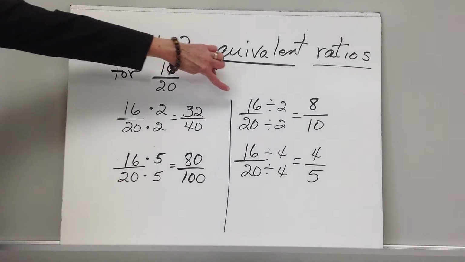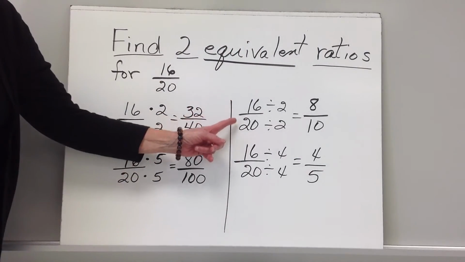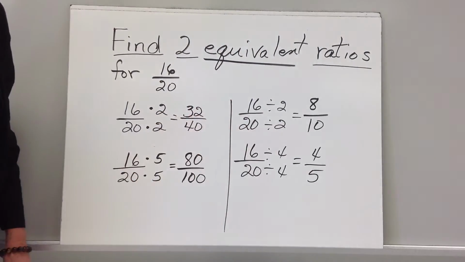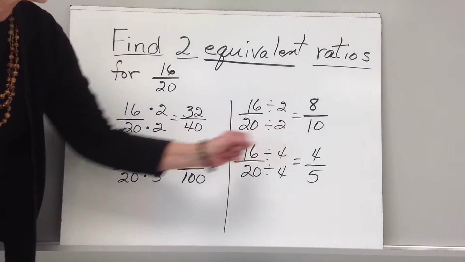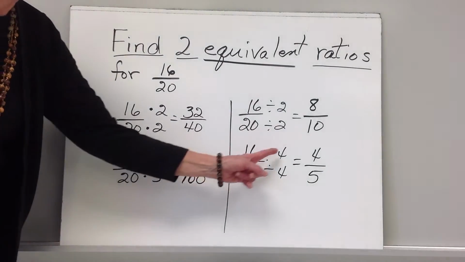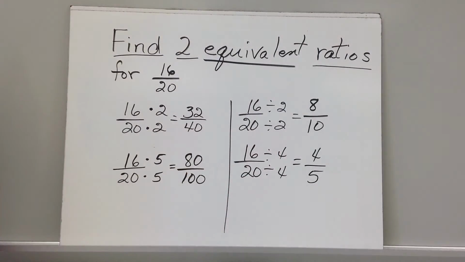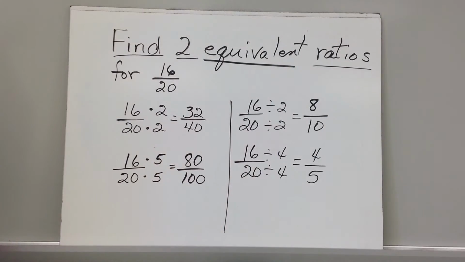With this one, maybe I want to divide by the same number. So I could divide 16 and 20 by 2. 16 divided by 2 is 8. 20 divided by 2 is 10. 8 over 10 is equivalent to 16 over 20. Or I could divide both of these by 4. 16 divided by 4 is 4. 20 divided by 4 is 5. 4 over 5 is equivalent to 16 over 20.